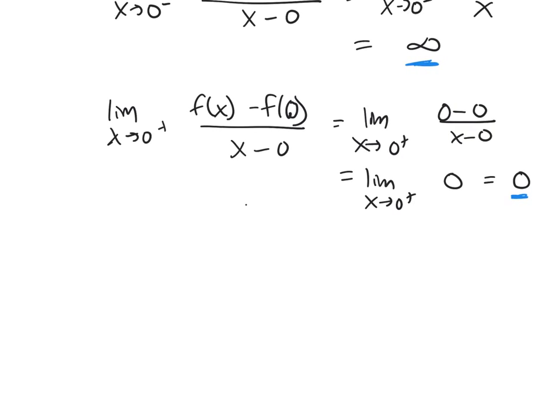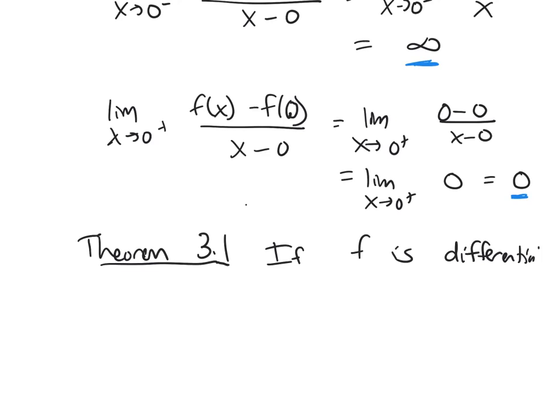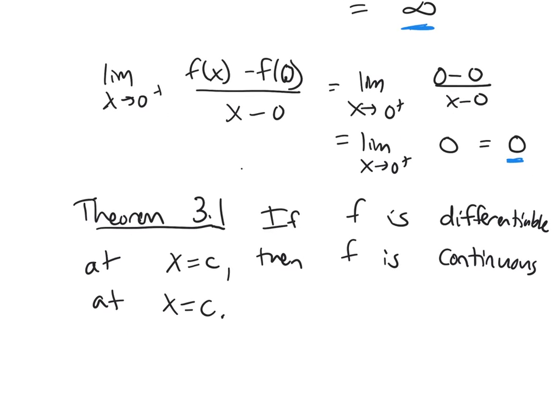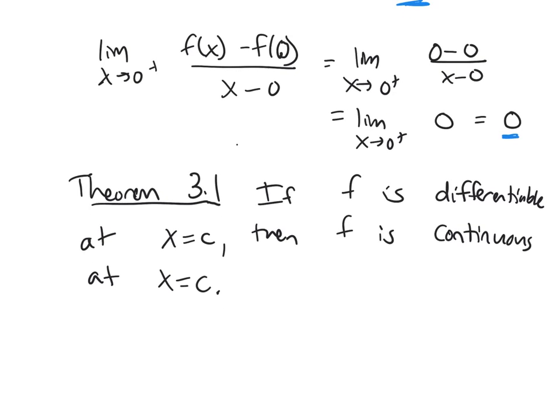So you might wonder, does this always happen? What's this connection going on here? And there's this theorem in your book, Theorem 3.1. It says, if f is differentiable at x equals c, then f is continuous at x equals c. So if your function is differentiable, it would have to be continuous at that location.